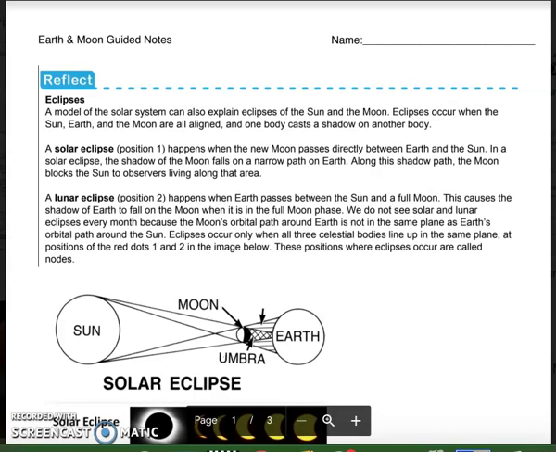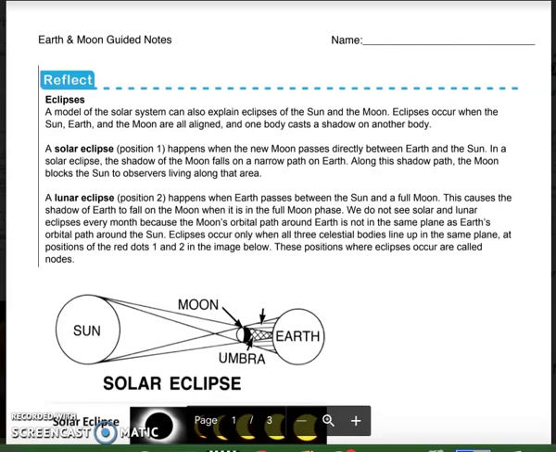Hey guys, we're moving on to part 2 of our Earth, Moon, Sun unit. Today we're going to be focusing on the Moon and the Moon notes. So I want you to be looking at that with me. You're on the back pages of your Blue Notes.